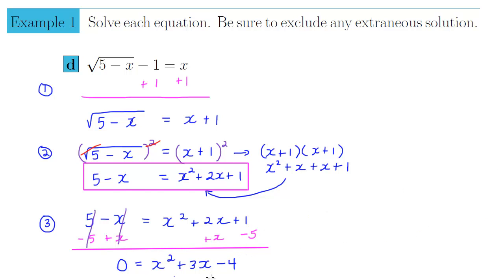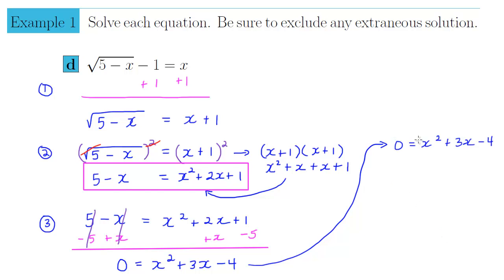Now this one, we can either factor or use the quadratic formula, or I suppose use completing the square if you really wanted. Whatever you're most comfortable with. I would highly suggest factoring at this point, because x squared plus 3x minus 4 factors super easily. So let's try to factor this to finish solving.